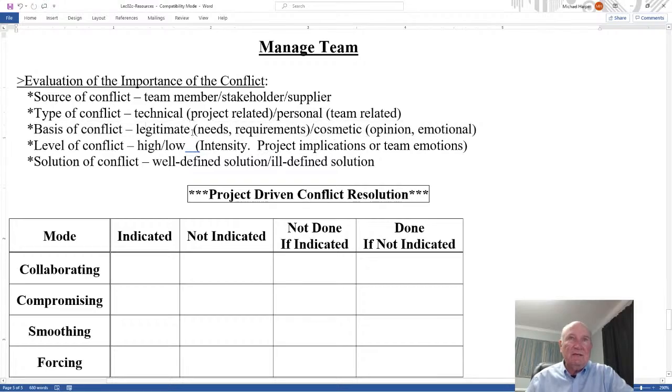Now, if it's legitimate and it needs to be done, it's requirements, like, I think we need to do this, no, I think we need to do this. It's needed. We have to come to an agreement. We have to facilitate agreements pretty quickly.